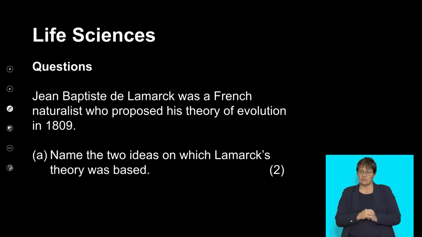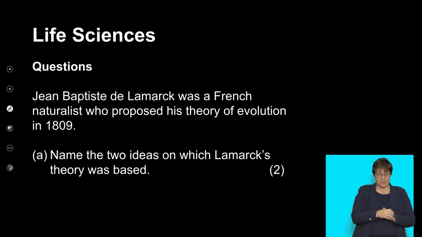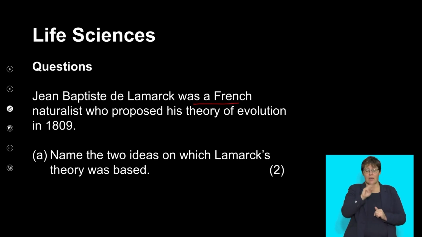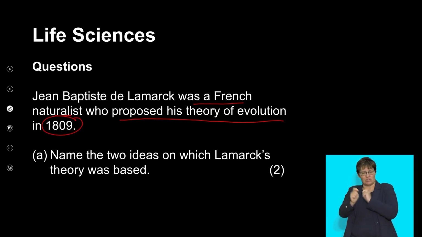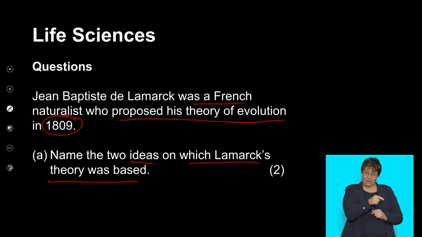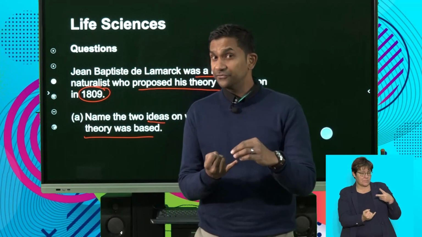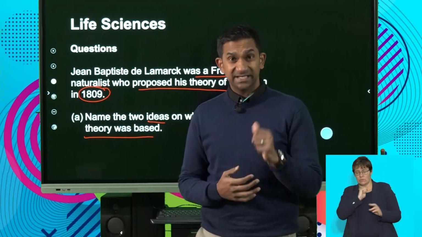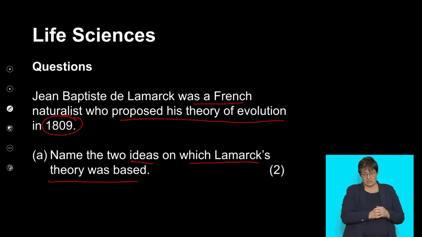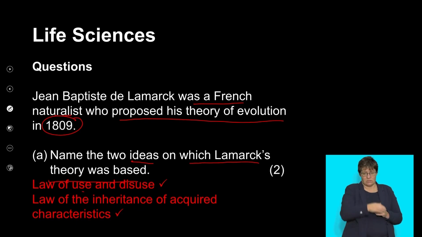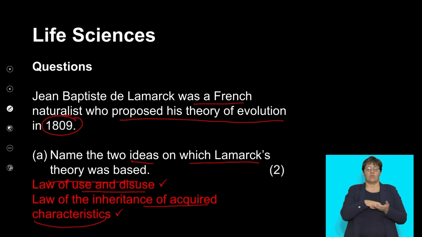So here's a question that we'll try and wrap this segment up with. Jean-Baptiste de Lamarck was a French naturalist who proposed his theory of evolution in 1809. Name the two ideas on which Lamarck's theory was based. And guys, if we unpack those two ideas, we spoke about his theory of use and disuse, and secondly, the inheritance of acquired characteristics. Okay? So those were the two concepts, the theory of use and disuse and his theory of the inheritance of acquired characteristics.